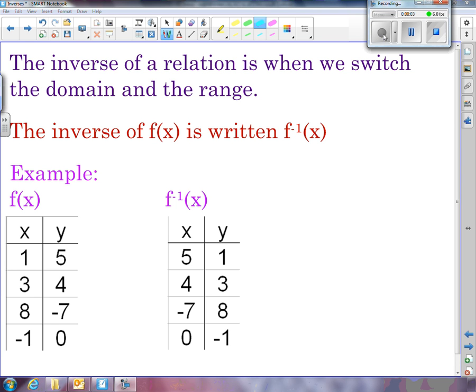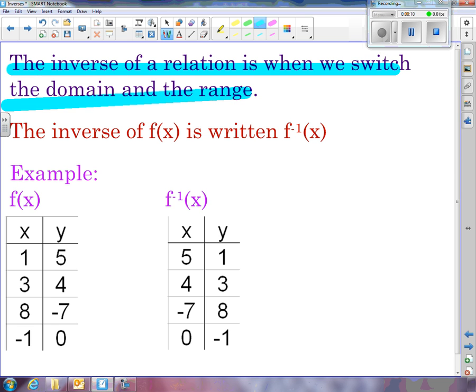We'll be doing a lesson on how to find the inverse of a function. The inverse of a function is just when we switch the domain and the range. So all we're doing is switching the x and the y values to find the inverse of a function. This is really easy when you have a set of points. It's a little bit more complicated when you have an equation.